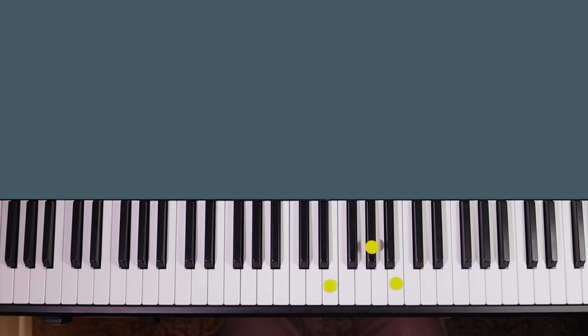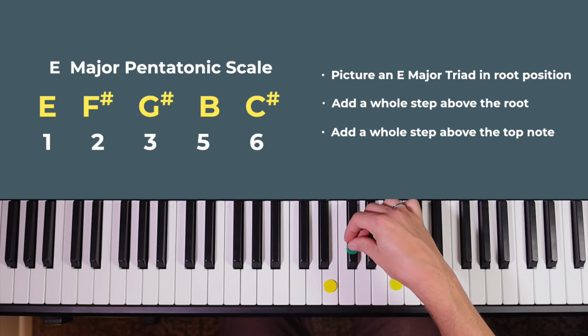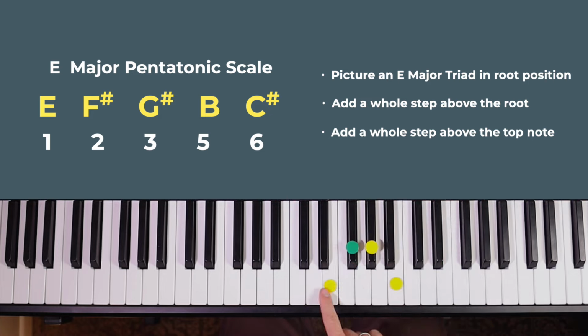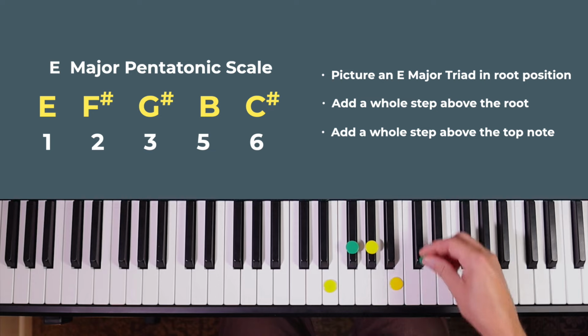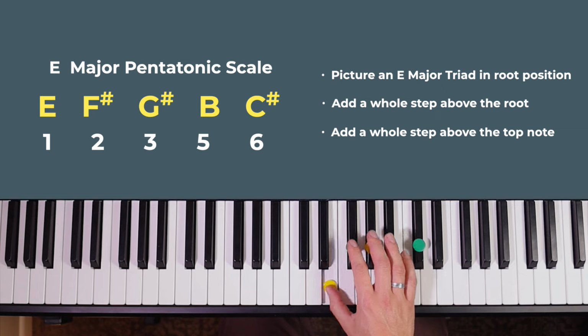To find the E major pentatonic scale, we're going to take an E major triad. We're going to add the note a whole step above the root. That's going to be here. See, half step, whole step, and then a whole step above the 5th, the top note. So that's going to be here. And there's E major pentatonic.